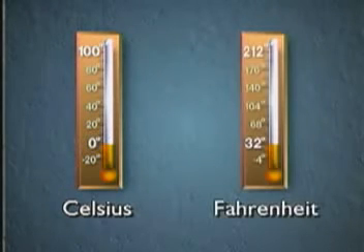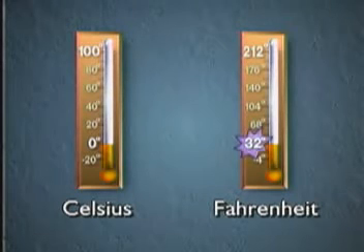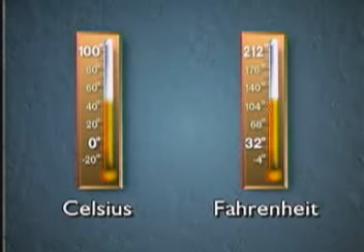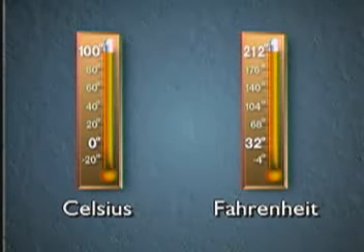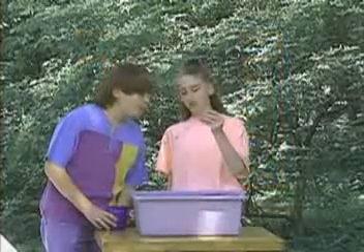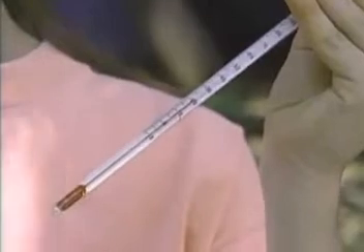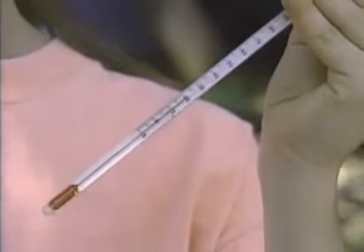Other thermometers use a different scale. With a Fahrenheit thermometer, the freezing point of water is 32 degrees Fahrenheit. And the boiling point is 212 degrees. The numbers of the two scales are different, but the temperatures they mark are the same. No matter what kind of scale it has, a thermometer measures temperature, not heat.